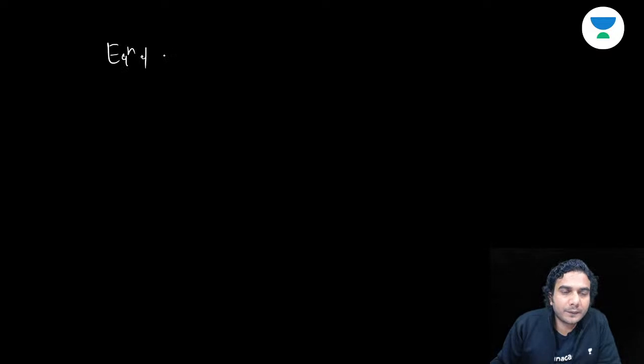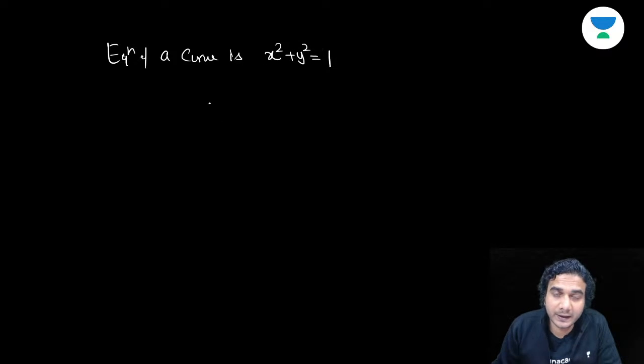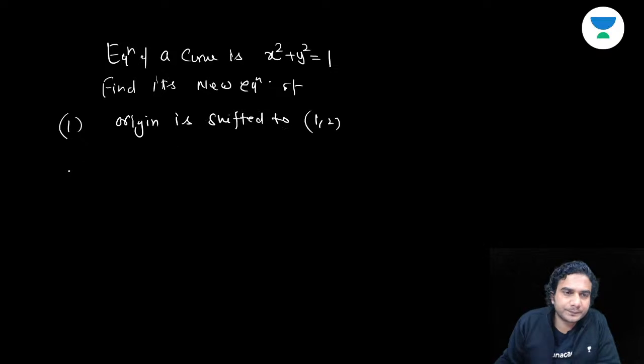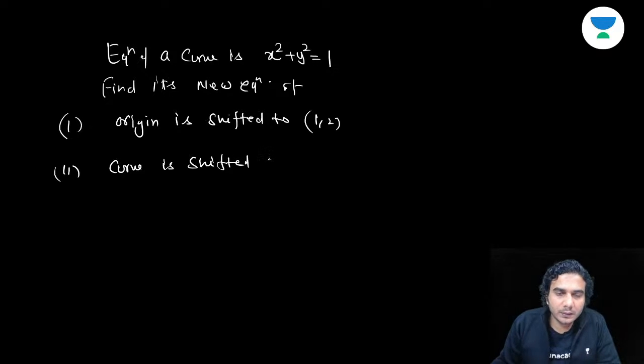See, the equation of a curve is x square plus y square is equal to 1. Actually, it's a circle with the center at 0, 0. Find its new equation if first, origin is shifted to 1, 2; second, curve is shifted to 1, 2 with respect to origin.